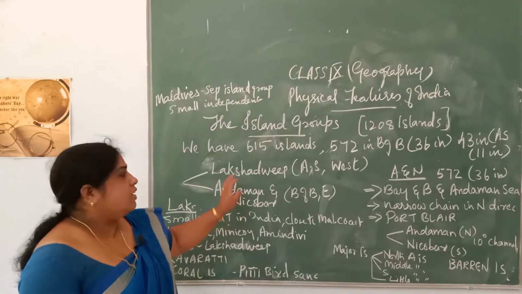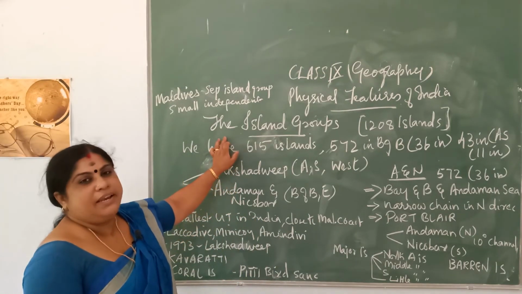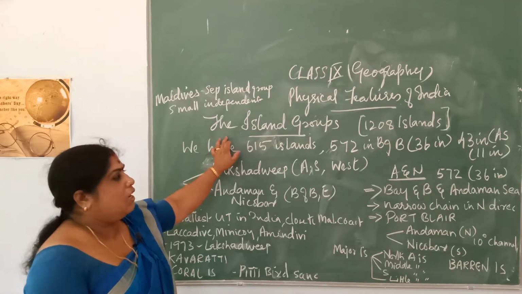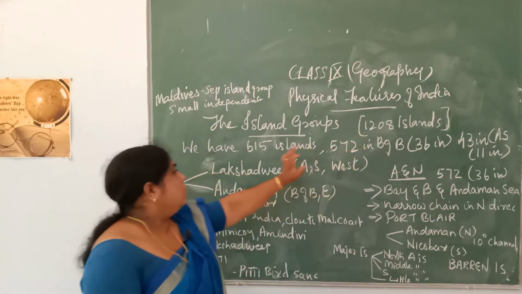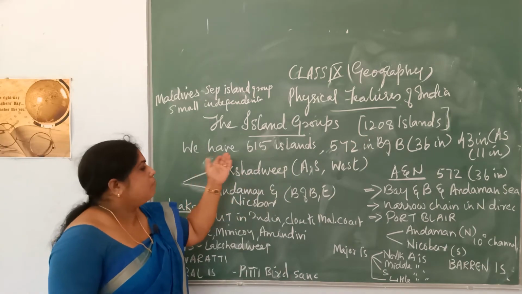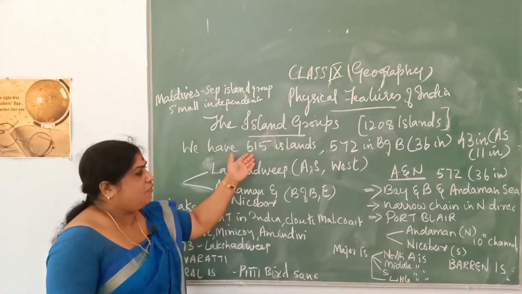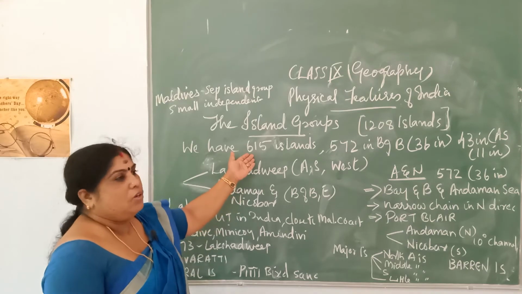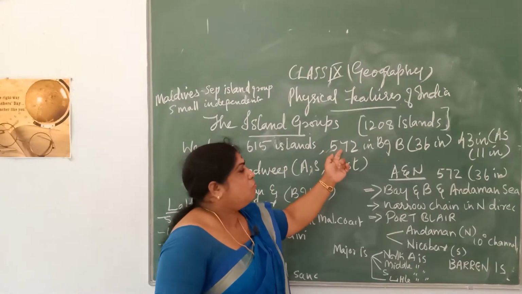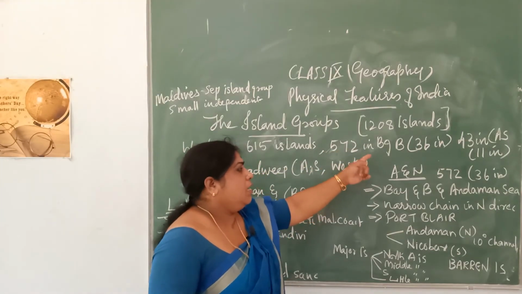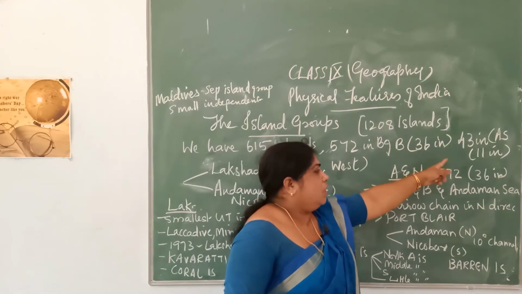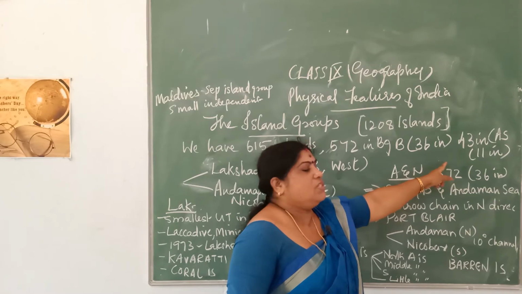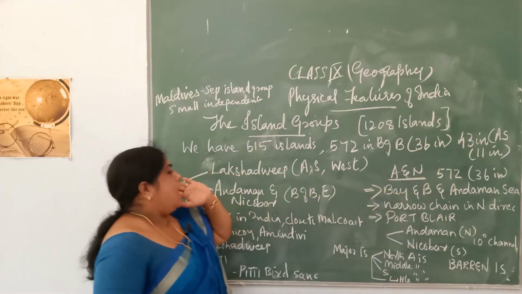The next and the last physical feature is the island groups. So in total we have about 1208 islands. In India we have about 615 islands. Out of that, 572 are in the Bay of Bengal, where there are 36 inhabited islands, and 43 in the Arabian Sea, out of which 11 are inhabited islands.